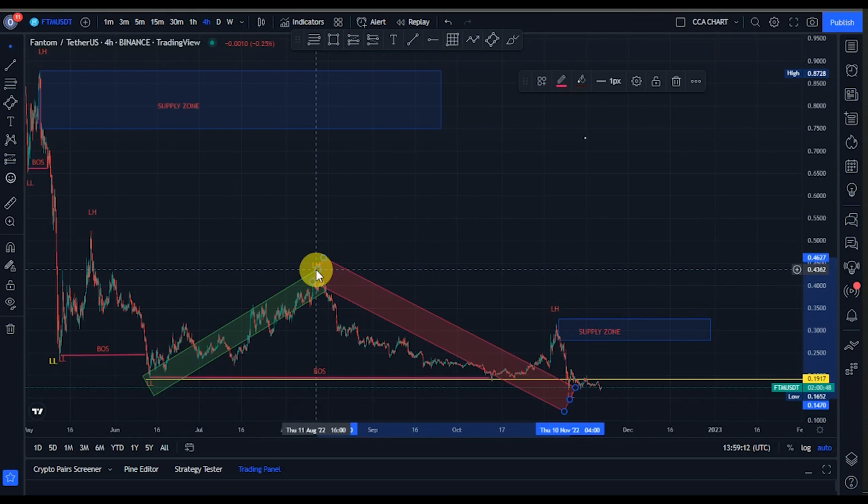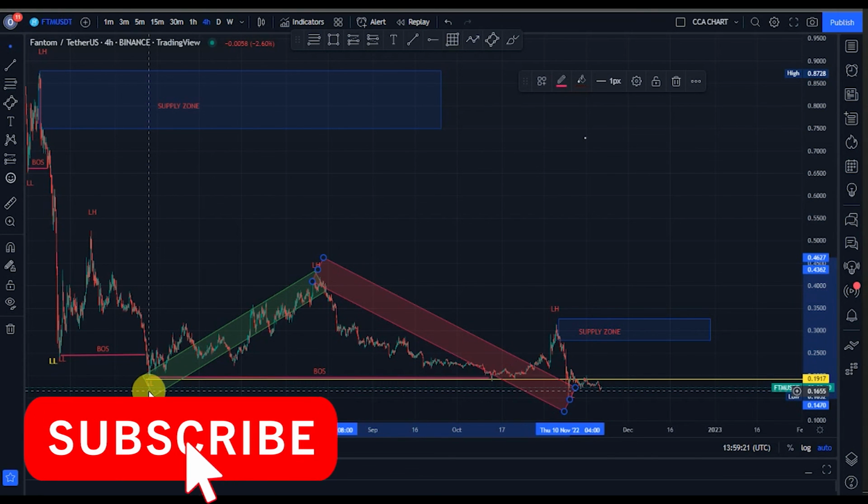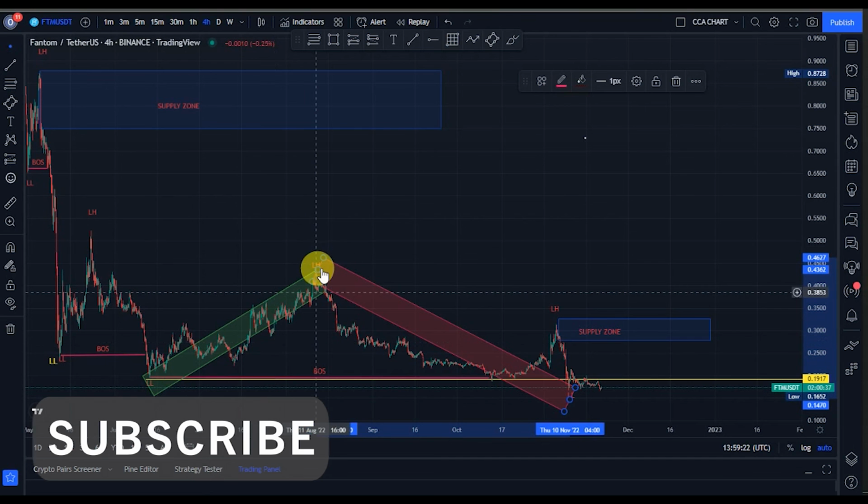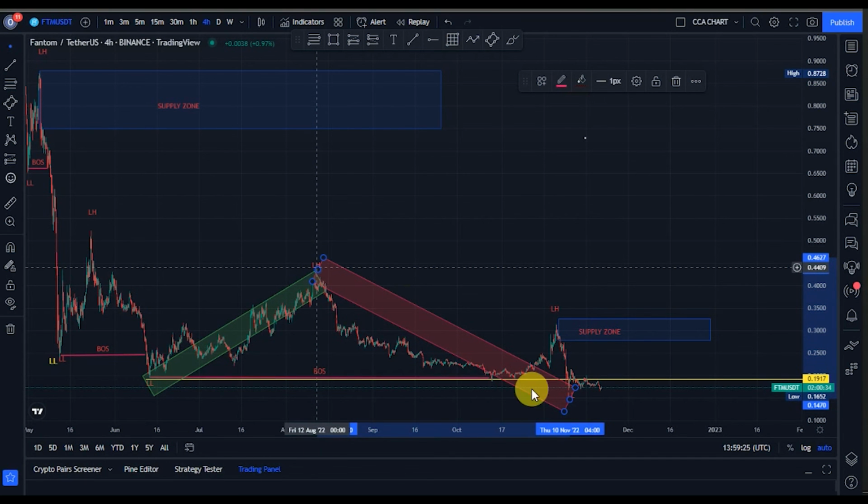But guys, because this lower high that gave us this lower low is not taken out, we should expect more break of structure to the downside. And sure, we got more break of structure to the downside. The bears took price from $0.4 back to about $0.15. So guys, what's our current position on the Fantom USDT price chart?